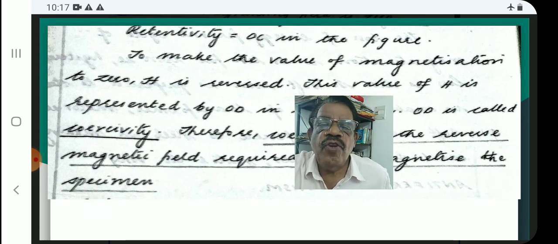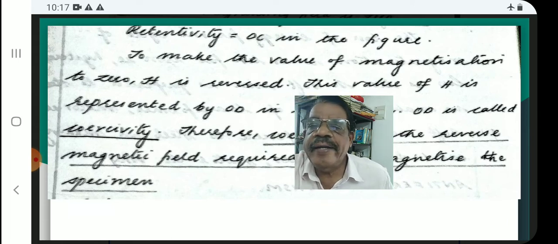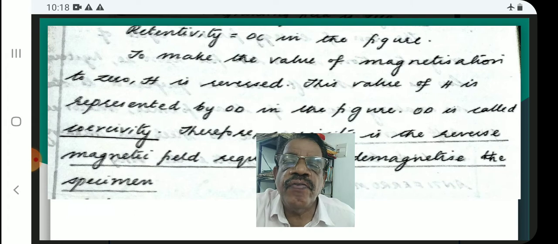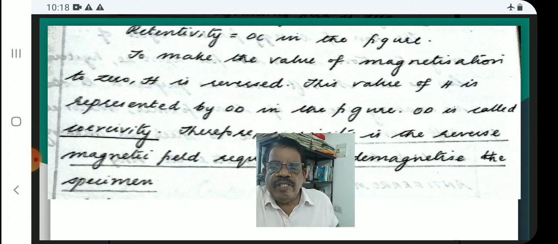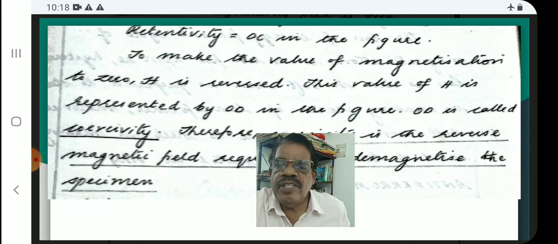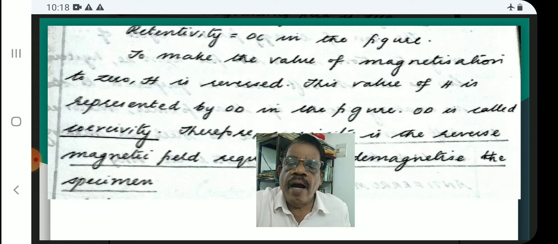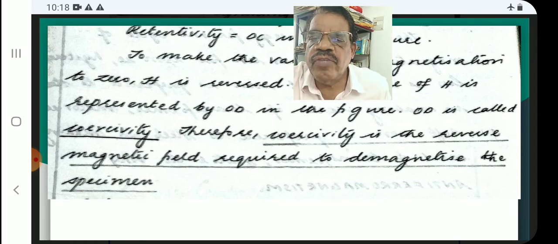To make the value of magnetization 0, H is reversed. This value of H is represented by OD in the figure. OD is called coercivity. That is, to make the specimen's magnetization 0, we must apply a reverse field. When the reverse field is applied, the magnetization inside the material becomes 0. The field OD is called coercivity.